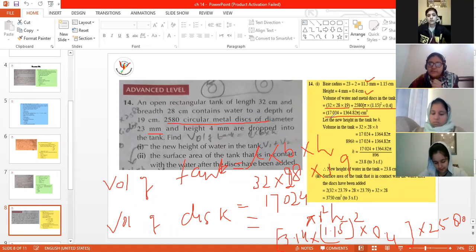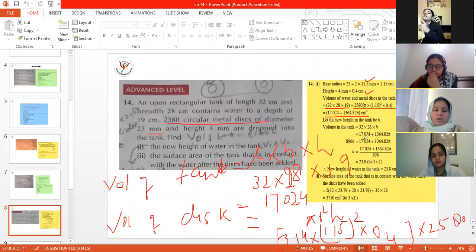Okay, fine. So the answer is 17024 plus 1364.82 pi. He has written pi with it. What you have to do is simply multiply the value of pi here. Right? The question was, find the new height of the water in the tank. We know, yes, Zaina?